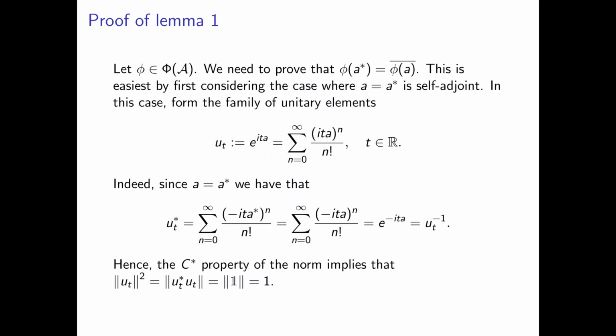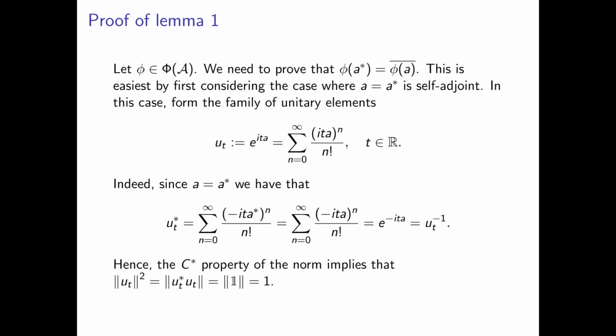And from this we can use the C star property to deduce that the norm of u_t squared is equal to this expression here. So this is the C star property. But this element here is just equal to 1, because u_t star is the inverse of u_t. And therefore, the norm of this whole thing must be equal to 1. And from all of this, we see that it's a unitary element and everything works well.